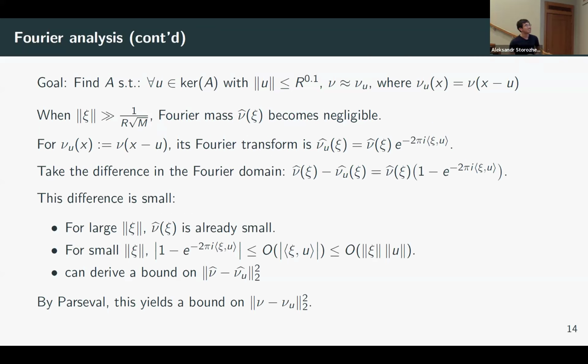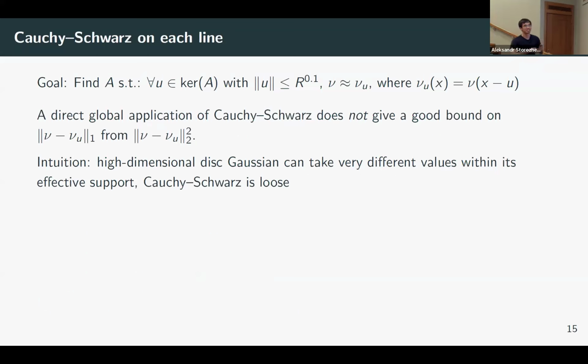Okay, so here we have a bound on the L2 if we have a concentration on the Fourier norm, Fourier transform. Then it turns out that a global application, just directly Cauchy-Schwarz on this L2, does not give a good bound on the L1. I'm not going to show exactly why, but the intuition is this: how do we convert L2 to L1 using Cauchy-Schwarz?